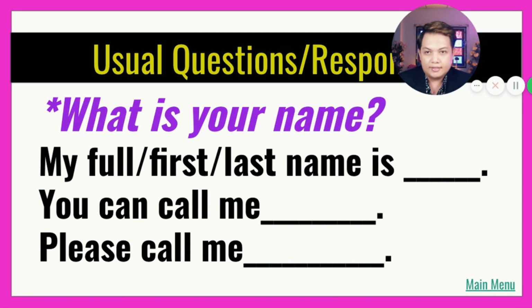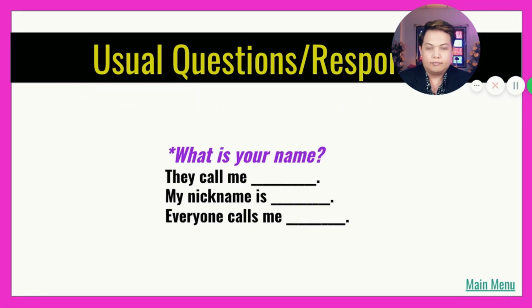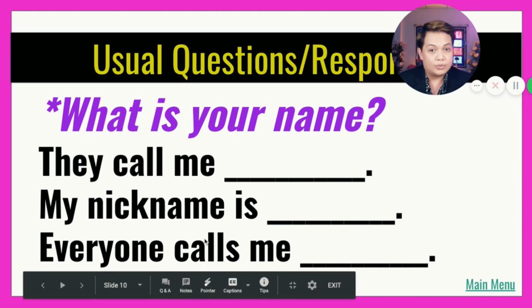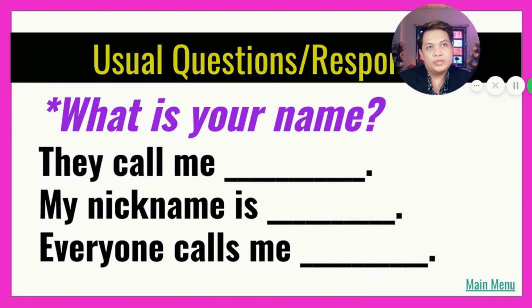Next we have this. You can answer, they call me, right? Or my nickname is Christopher, or CJ, or Chris, something like that. Or you can say, everyone calls me Chris. So this is quite informal or casual, but the previous slides, usually you use them if someone who is older than you is asking you about the information. All right?